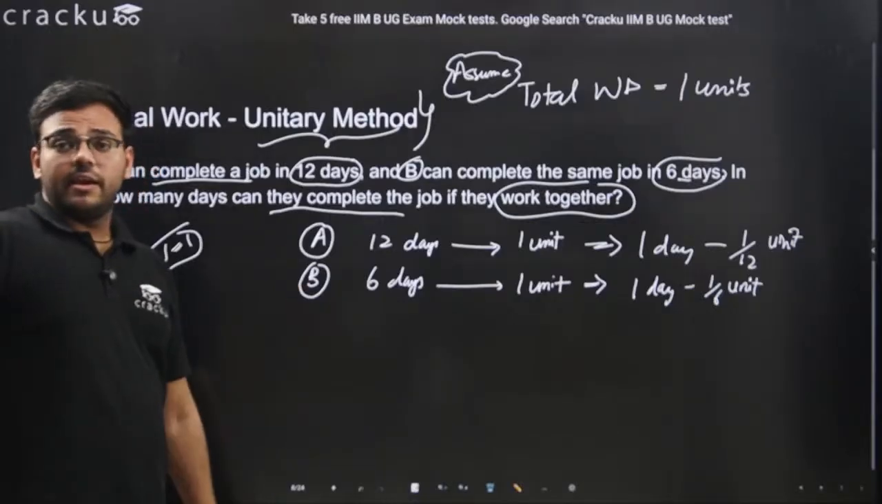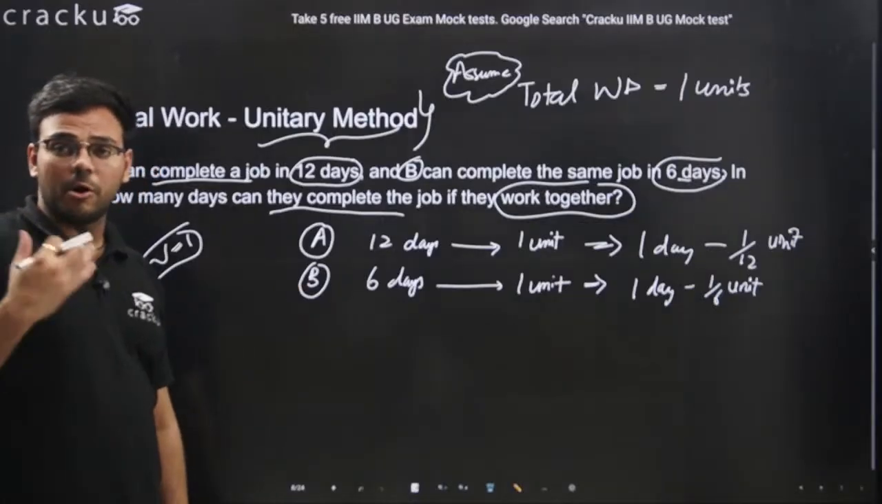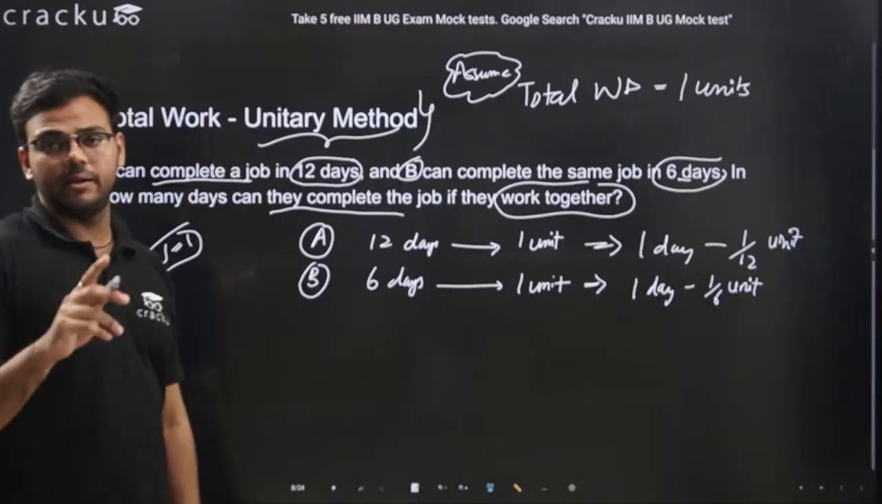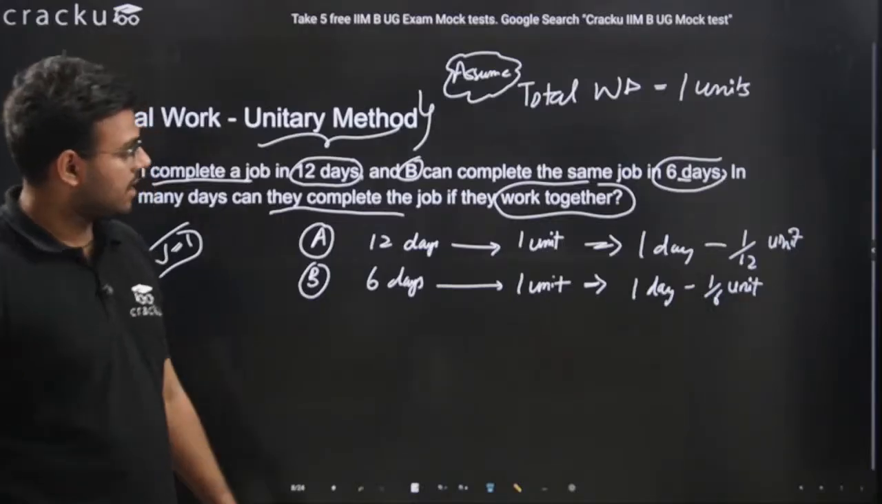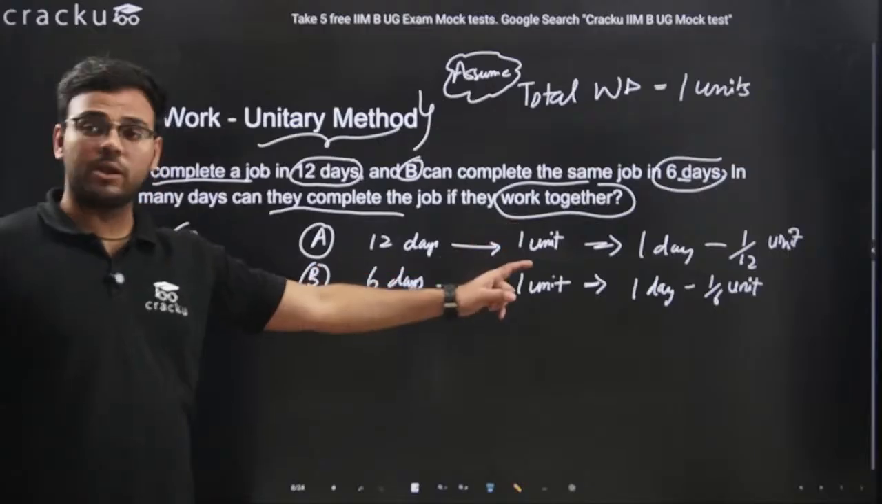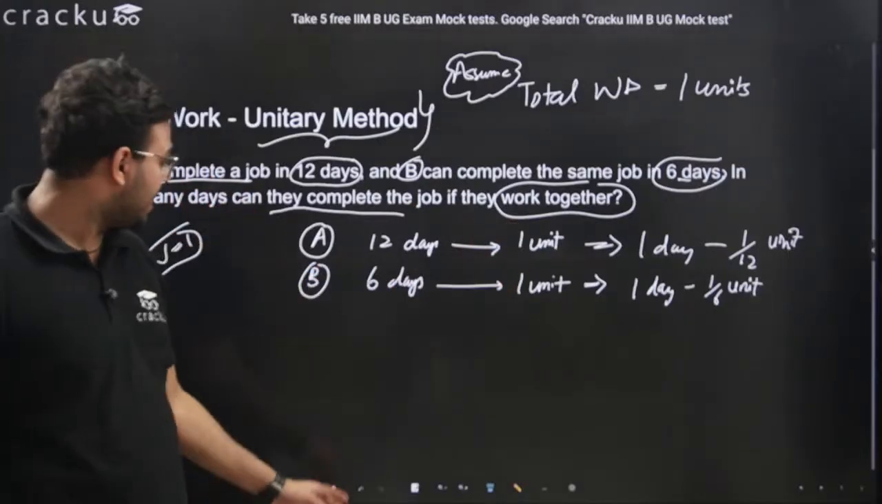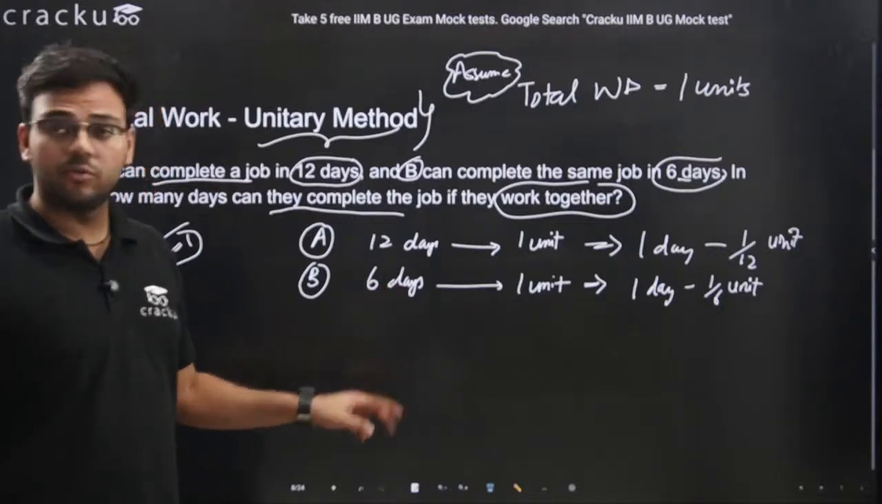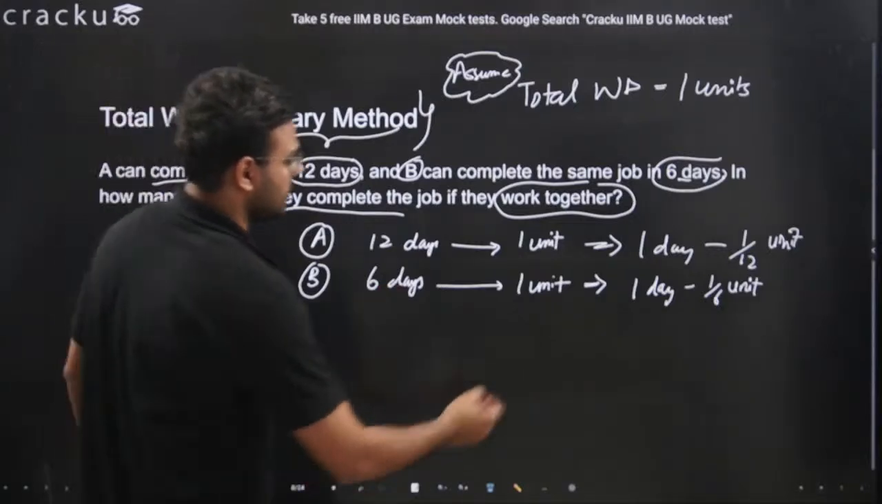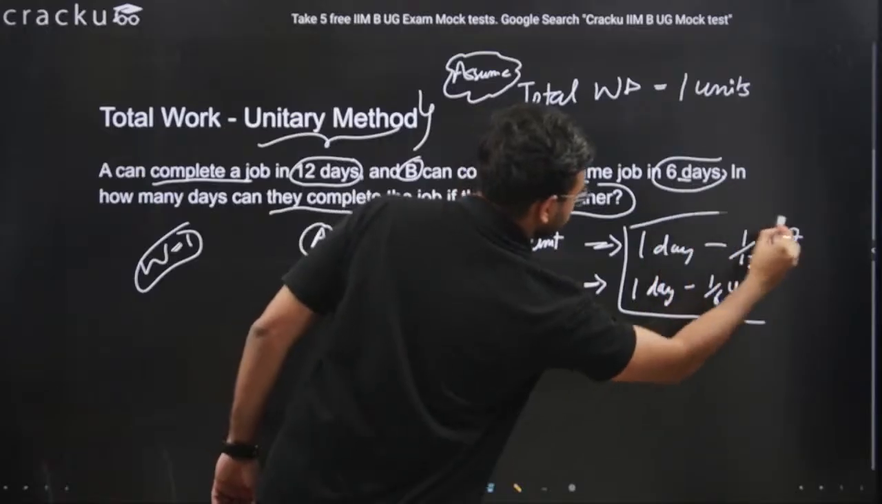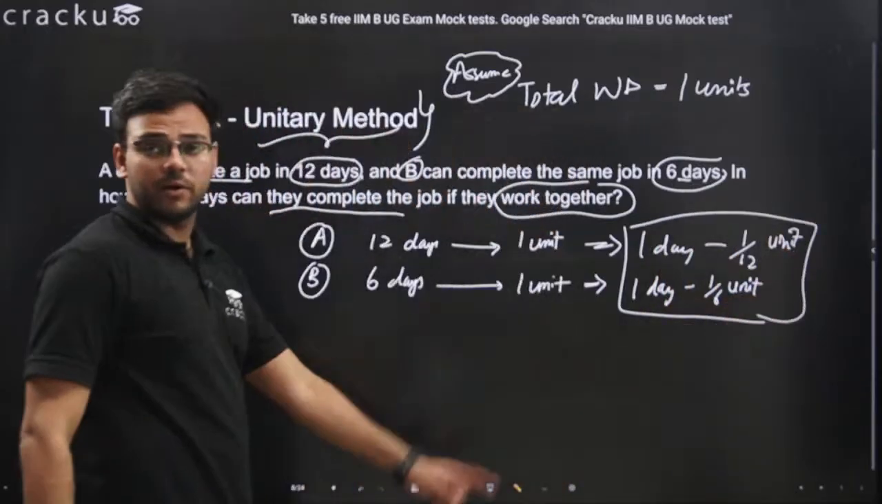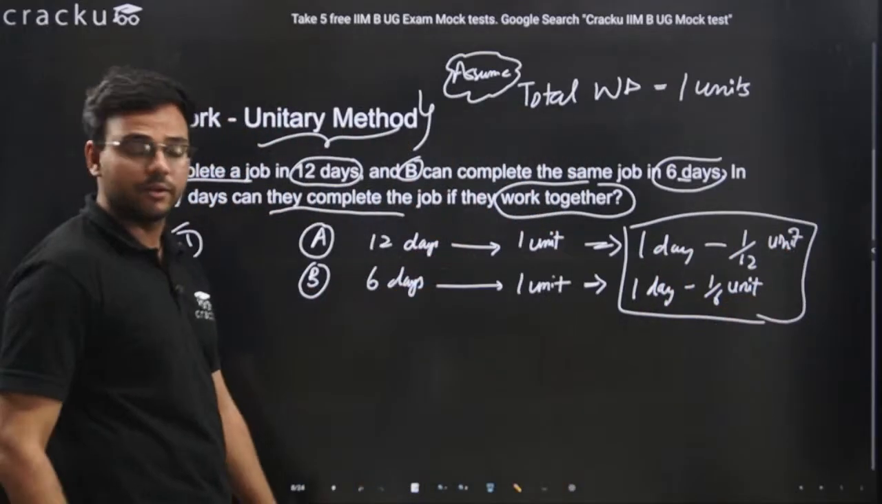What was efficiency? Efficiency was basically the amount of work they are doing on a per day basis or per unit time basis. A is doing 1 by 12 units of work in 1 day, and B is doing 1 by 6 units of work in 1 day.